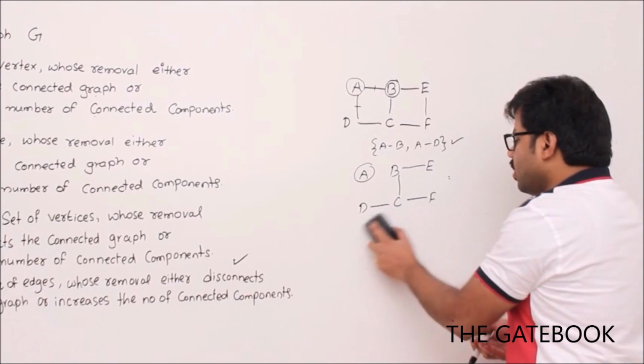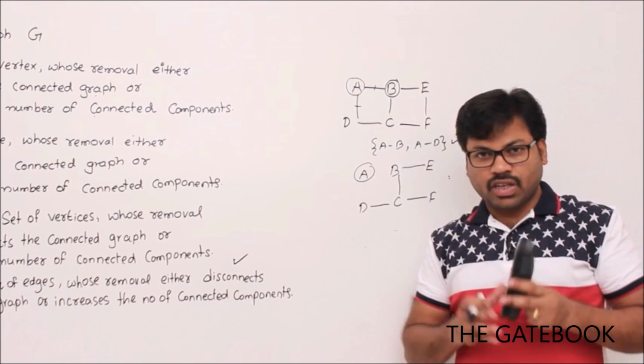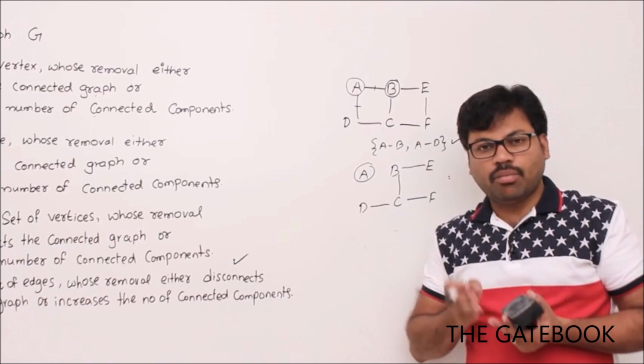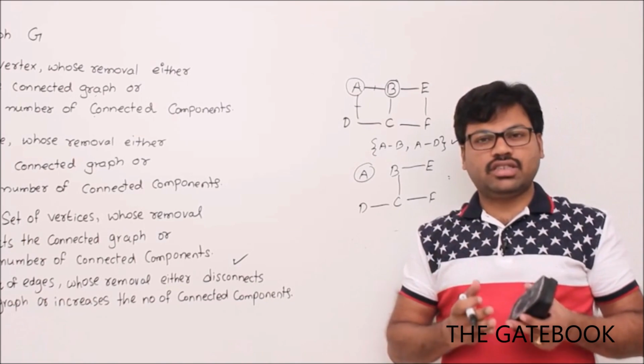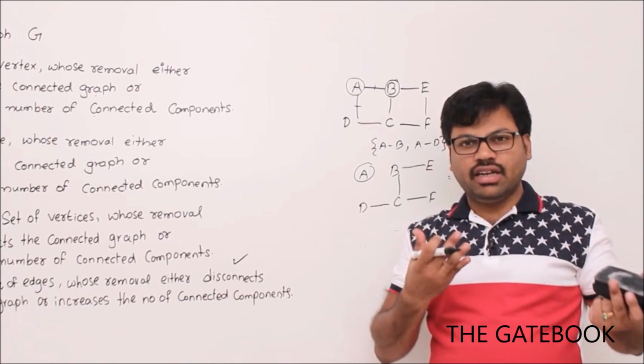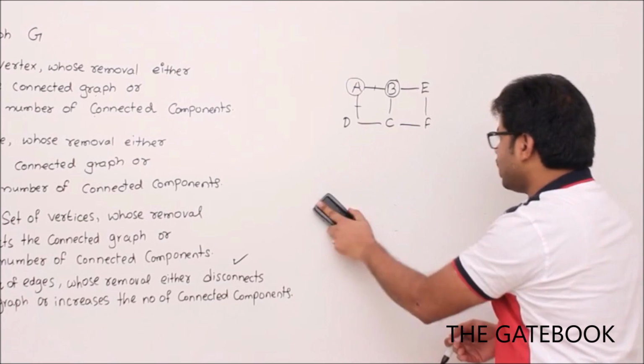Understand? But that is not the case with cut vertex set. Why? Because for a cut vertex set, if you add some more vertices, probably because of that the connected components will not be increased, otherwise the graph will suddenly become connected. I will tell you an example. It's better to understand it with an example.